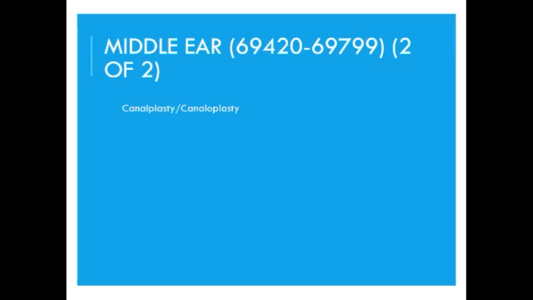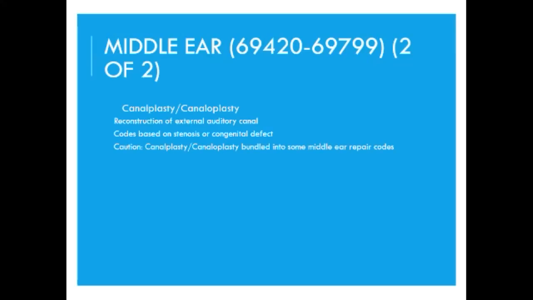Middle ear canalplasty or canaloplasty is a reconstruction of the external auditory canal. Codes are based on stenosis or congenital defect. Caution: canalplasty and canaloplasty are bundled into some middle ear repair codes. It's going to be in your notes, so make sure you're reading your notes. For example, 69631 through 69646.